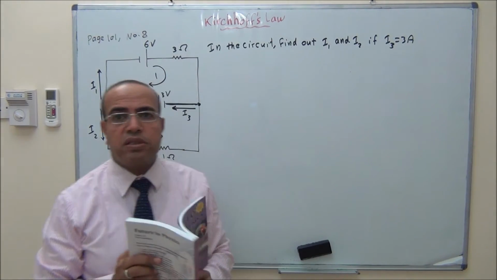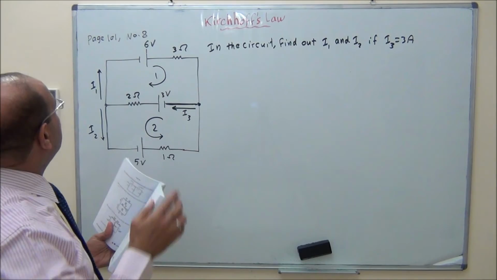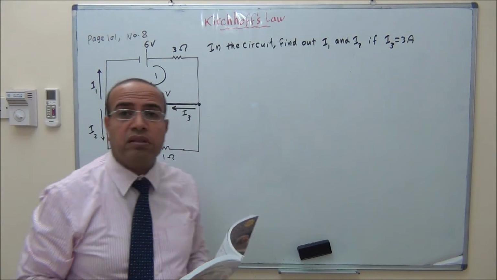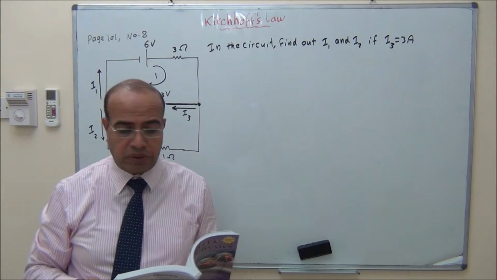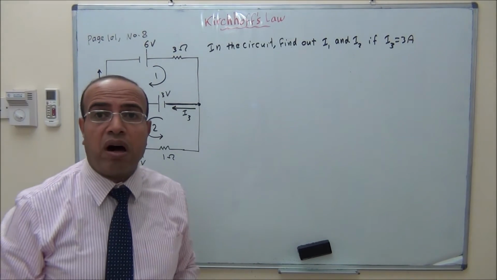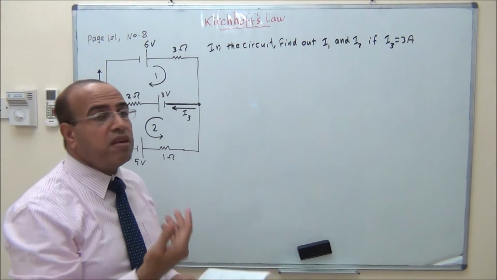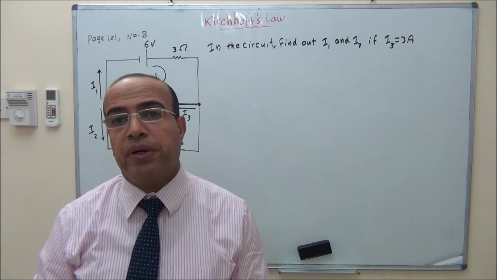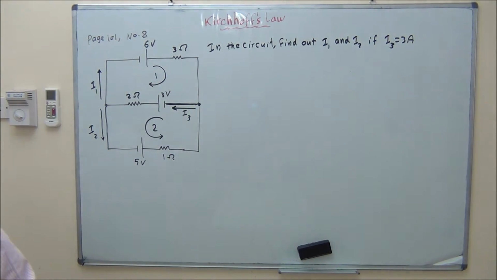Let us see this question. It is on page 101, number 8. This is from a past paper question. It says, in that circuit, find I1 and I2 if I3 equals 3 ampere. Let us start to solve.